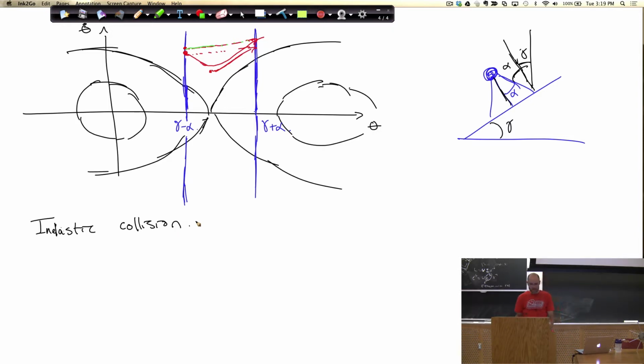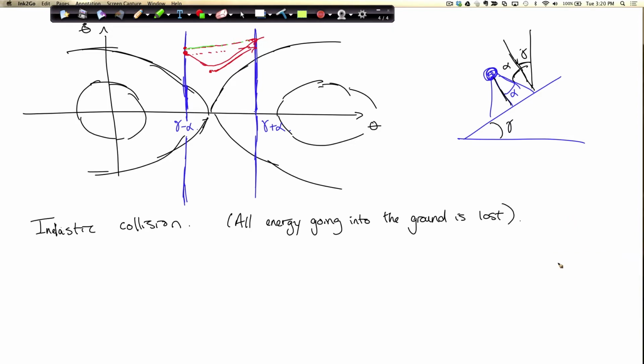Okay, so what it means to be inelastic is that, intuitively, all of my energy that's going into the ground is lost, right? So think about the dynamics of my pendulum here. At the moment of impact, immediately prior to impact, my velocity was moving. Let's say I was moving on this previous.